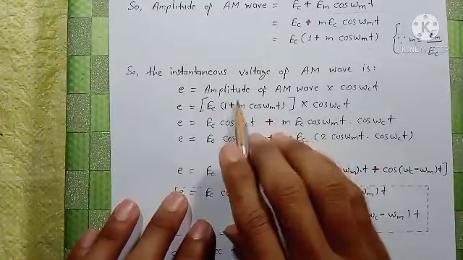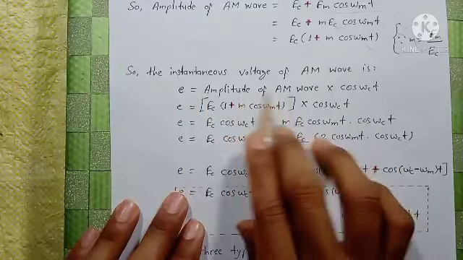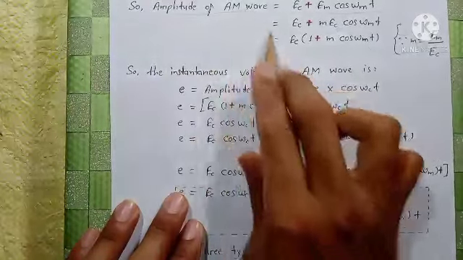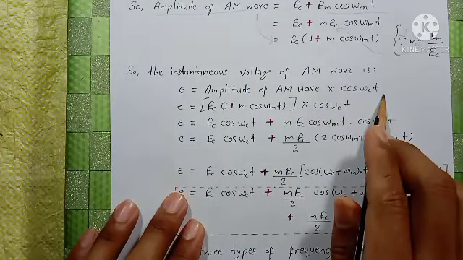So the instantaneous voltage of the AM wave e is equal to the amplitude of the AM wave into cos omega c t.